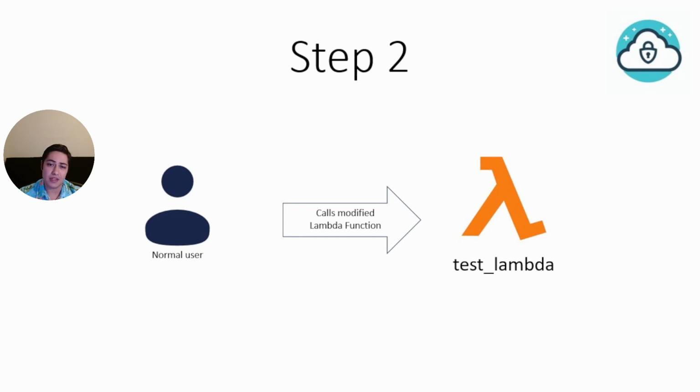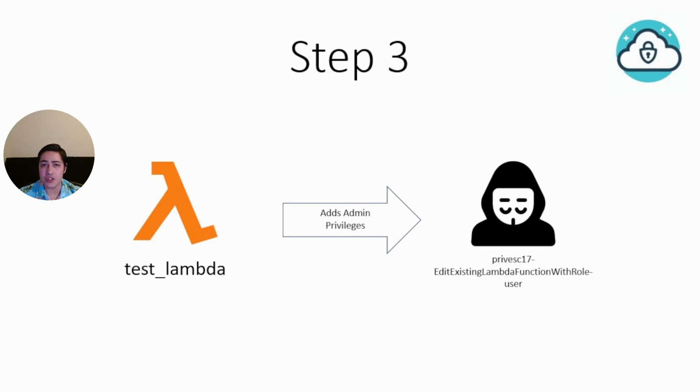The second step is that Lambda function is called. This could be by a normal user, or if the attacker has permissions to invoke that Lambda function, it can be done that way. In this case, the attacker does not have those permissions, so we will be using a different user account. And then finally, that Lambda function is going to add those privileges to the attacker's account.